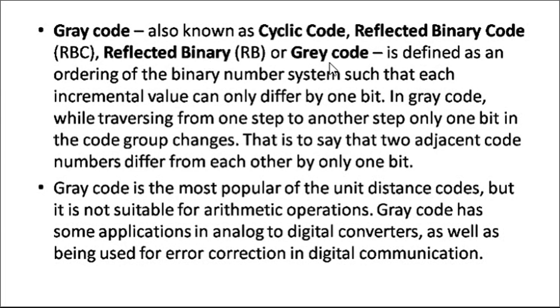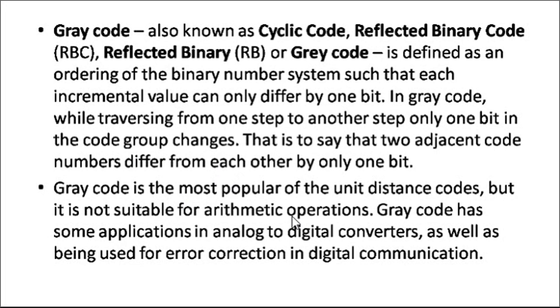It is defined as an ordering of the binary numbers such that each incremental value can only differ by one bit. If you compare the first and second numbers written, the difference is only one bit. In gray code, while traversing from one step to another, only one bit in the code changes. That is to say, two adjacent code numbers differ from each other by only one bit.